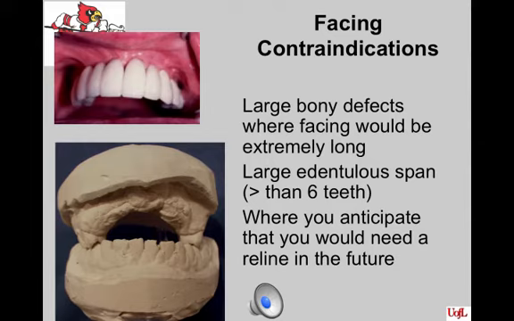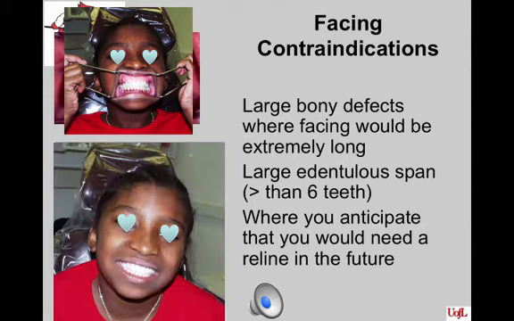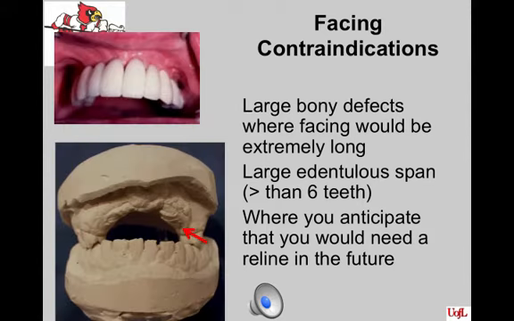A facing contraindication would be a large bony defect like you see in the car accident case on the lower picture. A facing would look extremely long, as you see above. You may need to create a gingiva effect when the patient has a high smile line. This is shown in the prosthesis above. This will produce a nice natural look when the patient has a tendency to show the gingiva when she smiles.